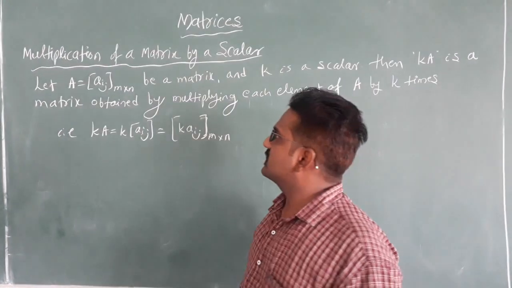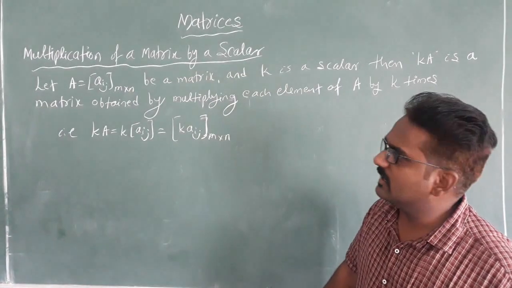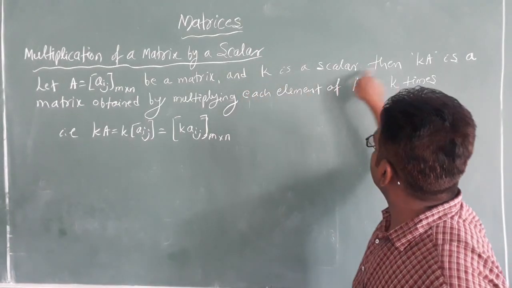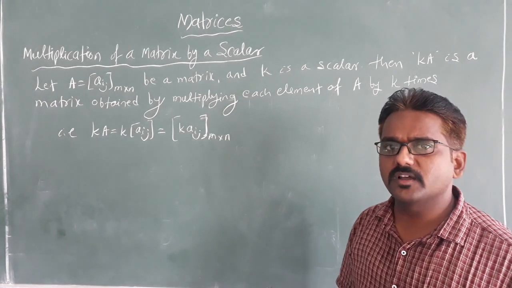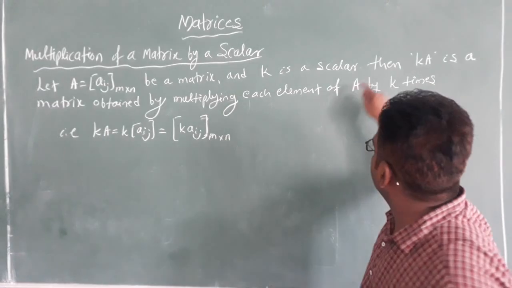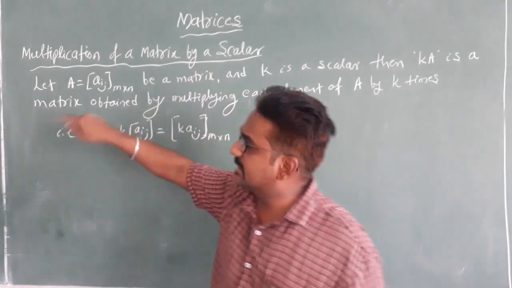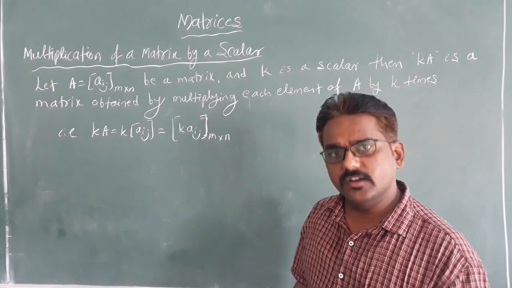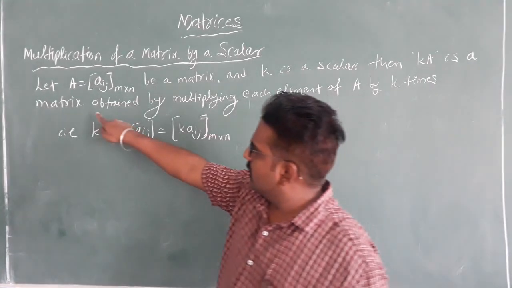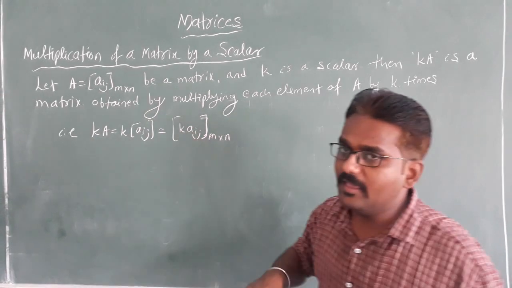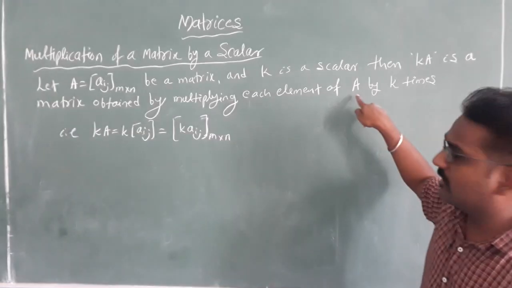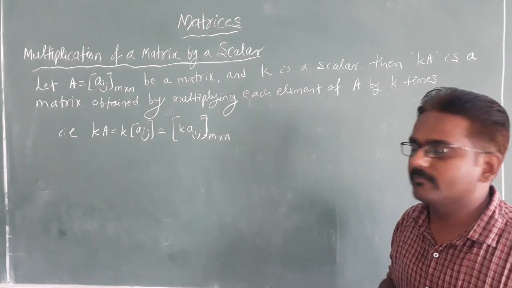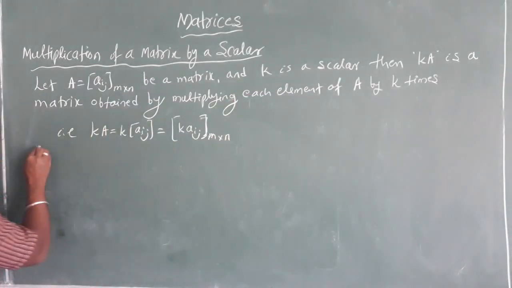What is multiplication of a matrix by a scalar? We have a matrix of any order, and K is some scalar quantity. It may be positive or negative. Then Ka is a matrix. If we multiply a scalar quantity with the given matrix, again we will get a matrix only. Ka is the matrix obtained by multiplying each element of A by K times, or by a scalar K. So see the example here.